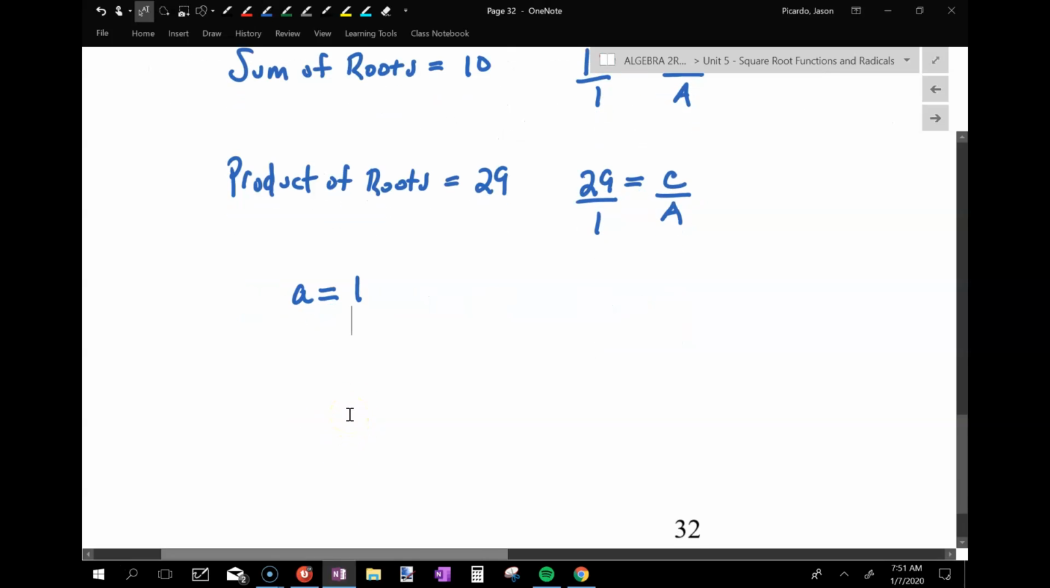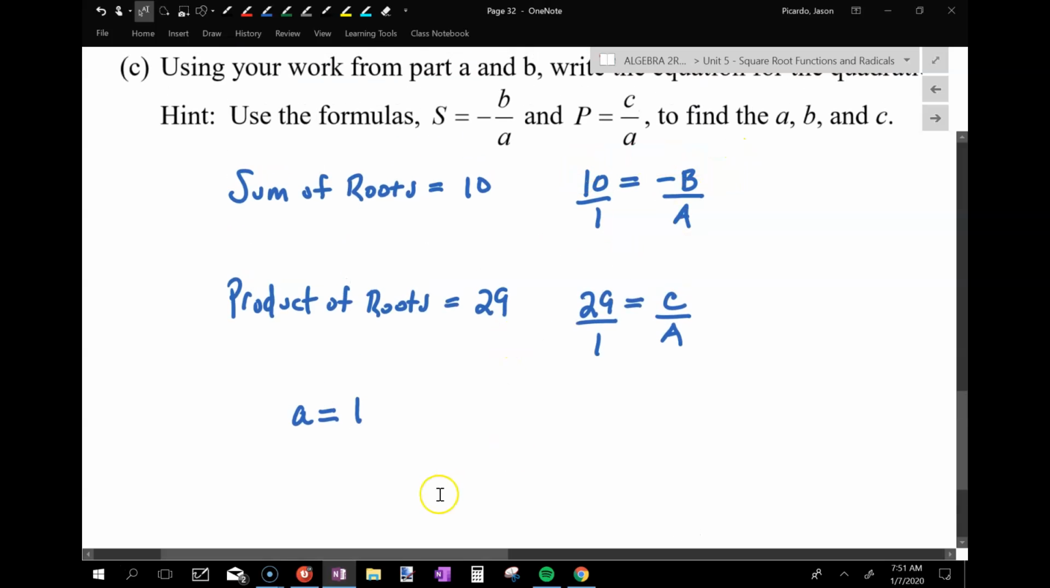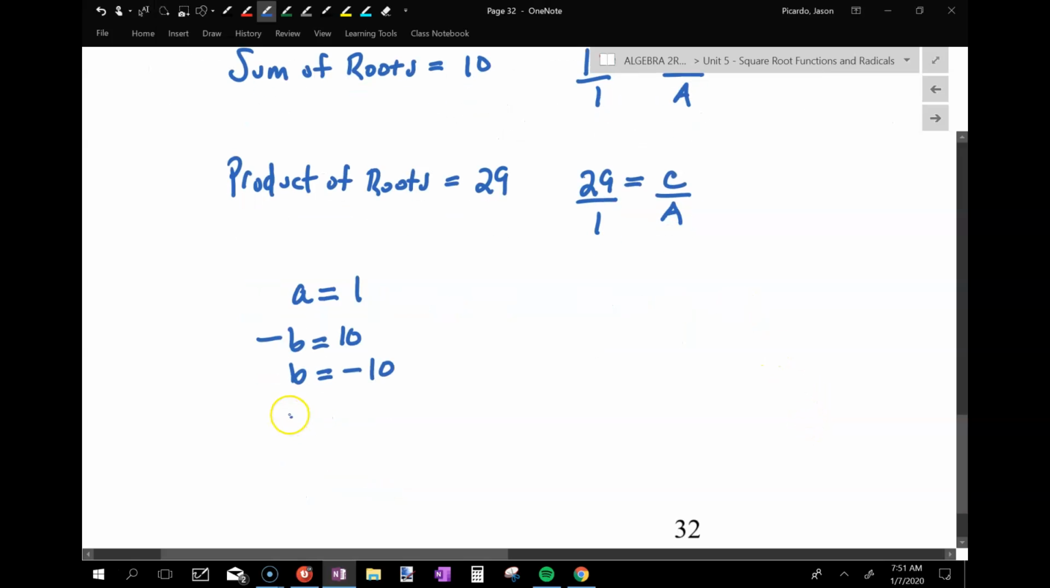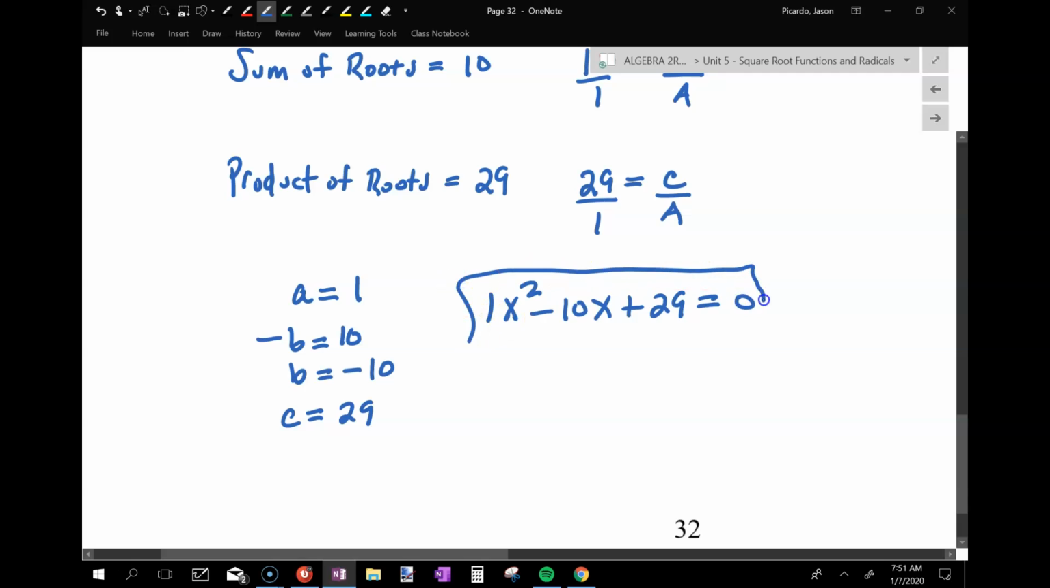What's my value of negative b? Negative b is 10, which means positive b is negative 10. What's my value for c? 29. So if I know what a, b, and c are, can I write my quadratic? It was 1x squared minus 10x plus 29 equals 0. And this gave me the roots that were described at the beginning of the page.